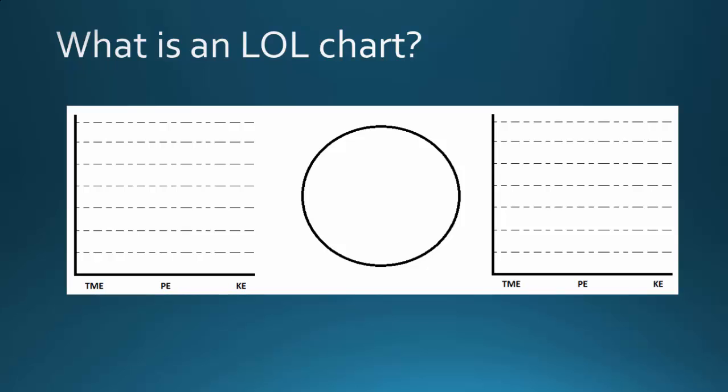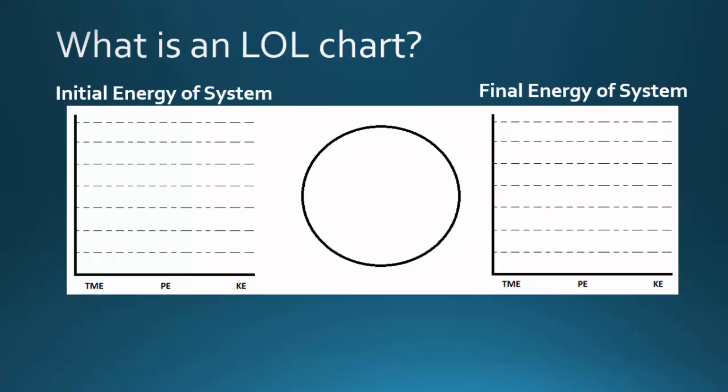So the first thing we need to understand is that each bar chart is representing a different point in time. The left-hand side of the chart represents the initial energy of the system, whereas the right-hand side of the chart represents the final energy of the system. Now keep in mind, this could just be the energy at two different points. It doesn't necessarily have to be the complete beginning and the complete end of the time frame that we are looking at. Within the chart, we have three different types of energy.